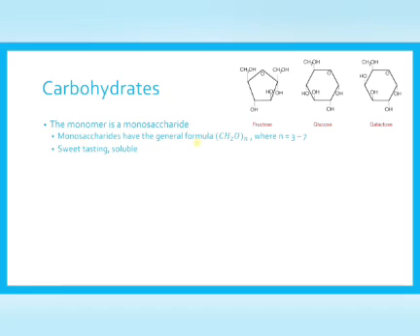Monosaccharides have the general formula CnH2nOn, which means that the ratio of hydrogen to carbon and oxygen is 2. So for every 1 atom of carbon, there's going to be 2 atoms of hydrogen and 1 atom of oxygen. And n can be any number between 3 and 7. So we can have between 3 and 7 carbon atoms and between 6 and 14 hydrogen atoms. Our monosaccharides are sweet tasting and soluble.